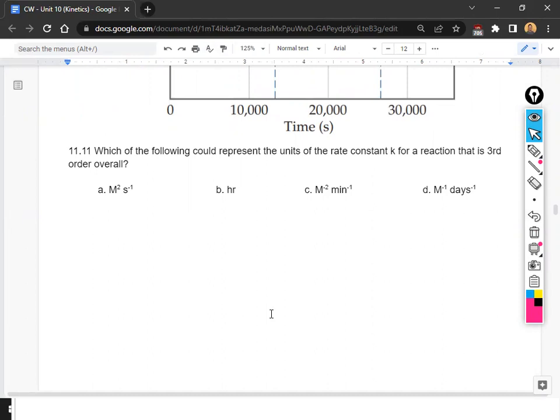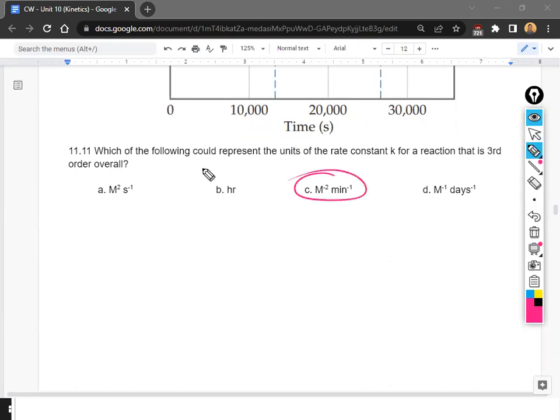I want you guys to take a look at A, B, C, and D, and use your knowledge about the rate law to figure out which one of these can represent K for something that is third order. One of these is the unit of measurement for K for a third order reaction. Figure out which one represents third order, or just write it down. Okay, guys, out of these four, which one represents a third order reaction? Yeah, C is the one that represents a third order reaction.